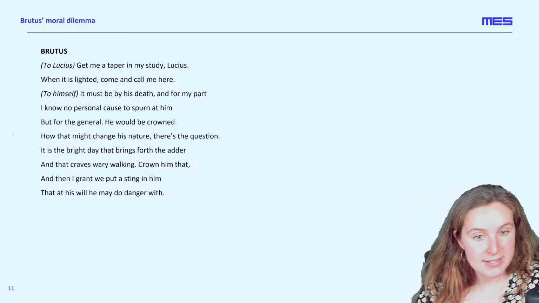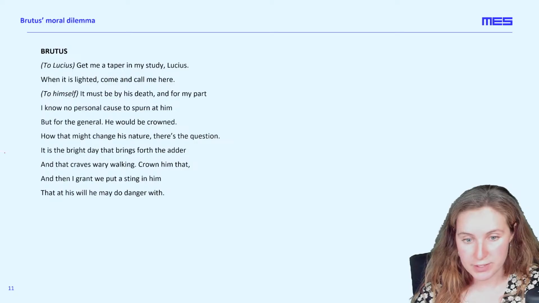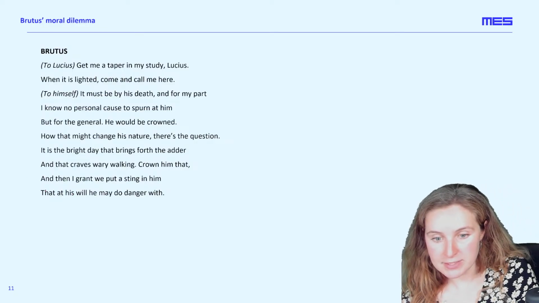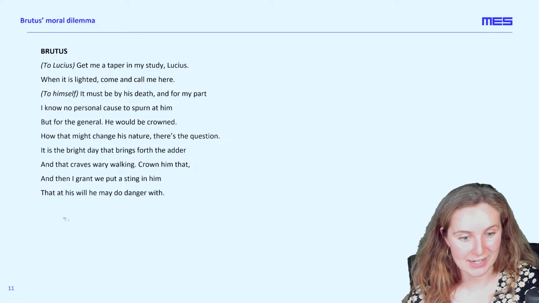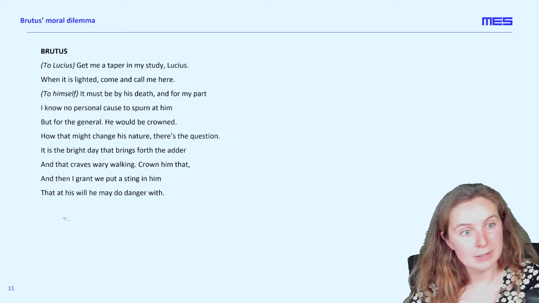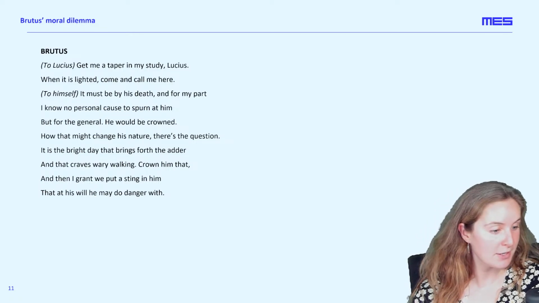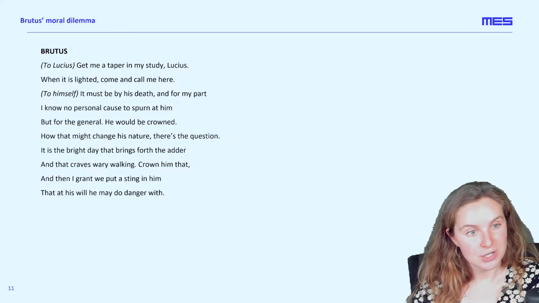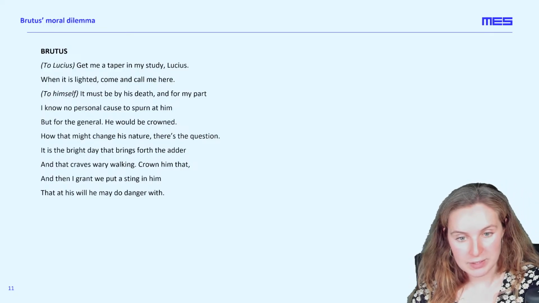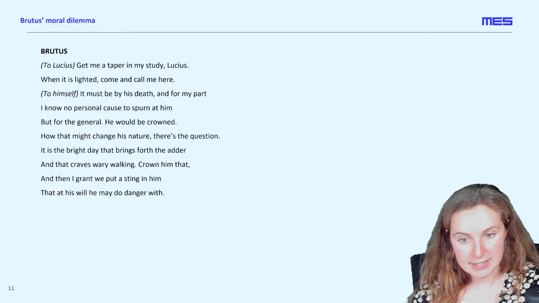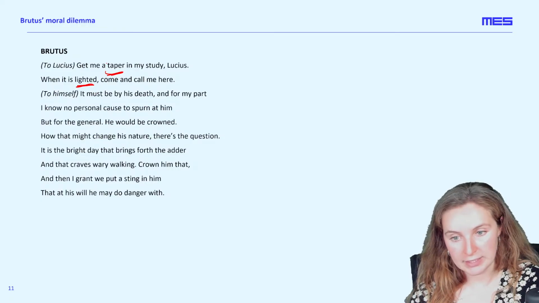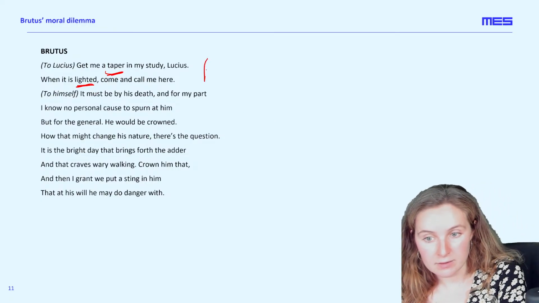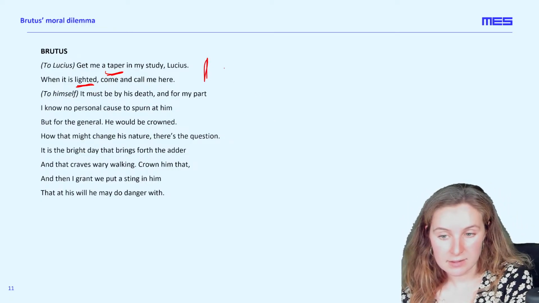And in this moment, in Act 2, Scene 1, he finds himself unable to sleep. Again, we know that that is the sign of a bad conscience, or of a guilty conscience, or of some kind of moral dilemma in Shakespeare's time. And we see that he is speaking to a servant, saying, "Get me a taper in my study, Lucius. When it is lighted, come and call me here." So immediately we see a candle here.